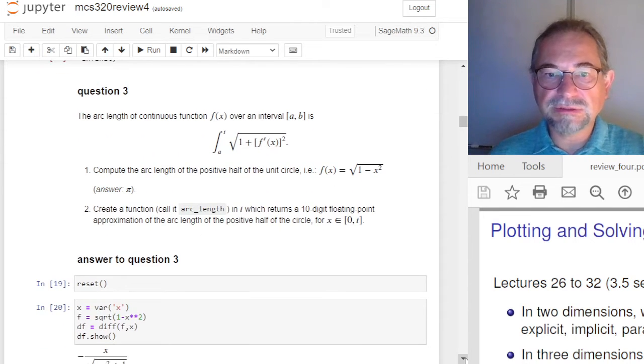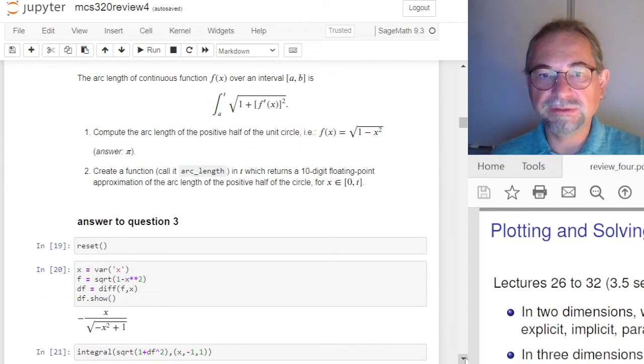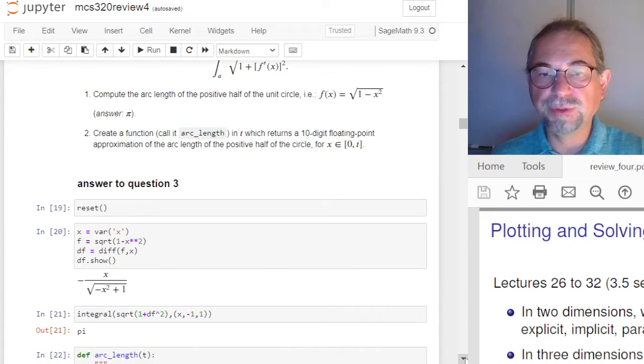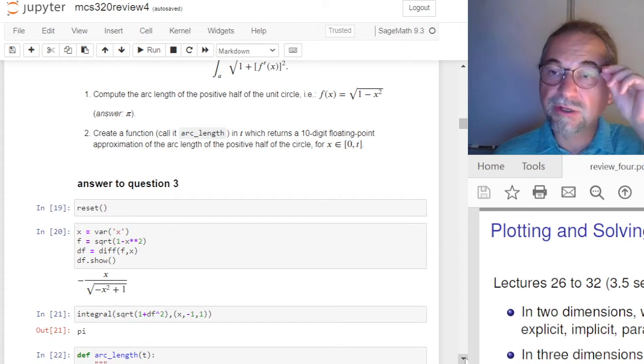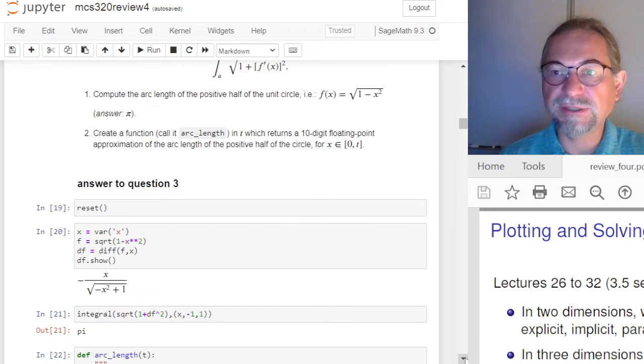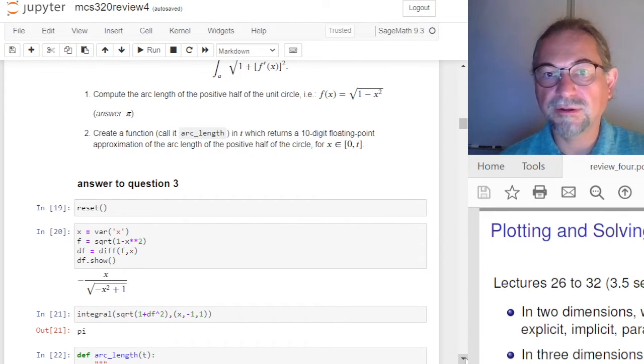Okay, so how do we answer this? Well, we define the derivative, so we are working with the unit circle, and then we compute the integral for the special case. So this is the first part, compute the arc length of the first half of the unit circle. Okay, so the t is 1 there, so the integration interval goes from -1. -1 is fixed here, and the upper limit is 1.